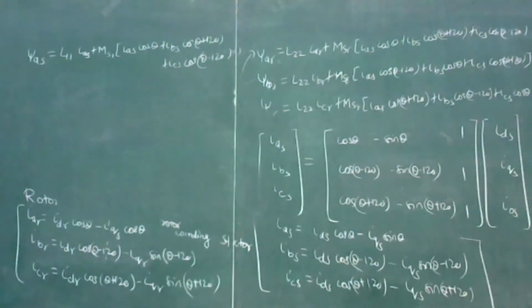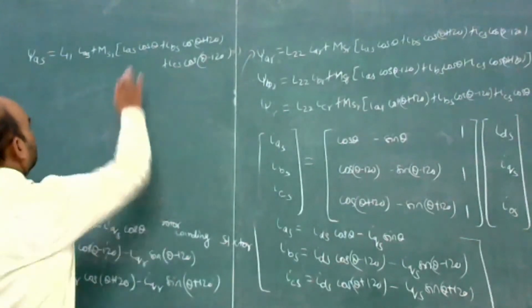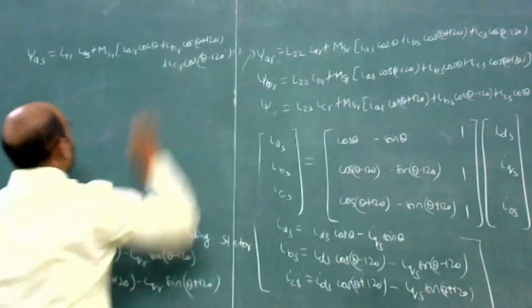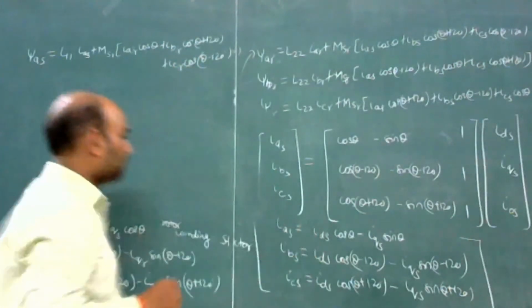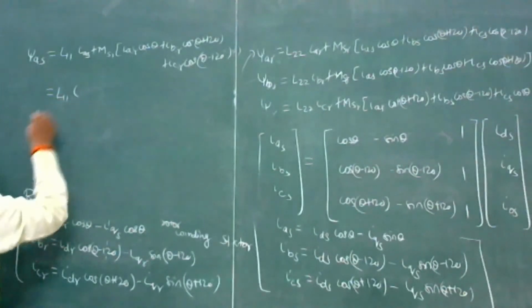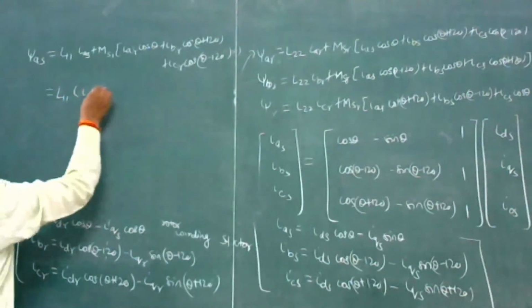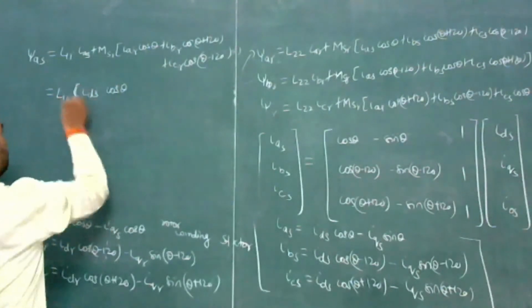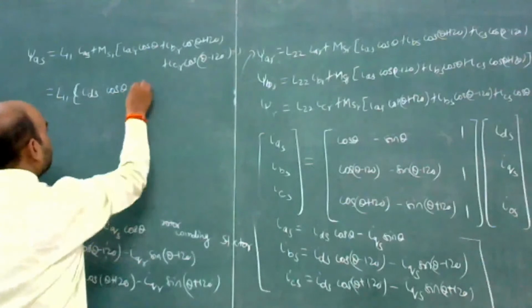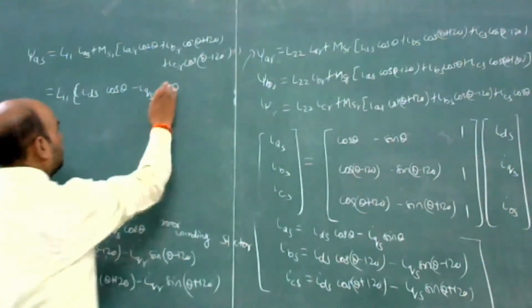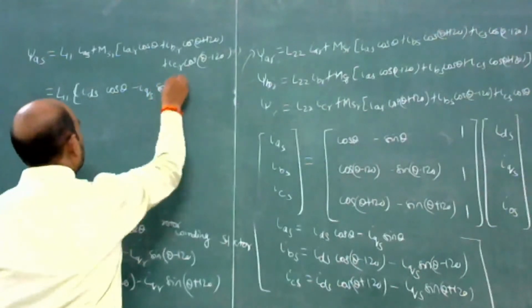Okay. So now we will substitute the values. IAS is this much. So this will be equal to L11 into IDS cos theta minus IQS sin theta.